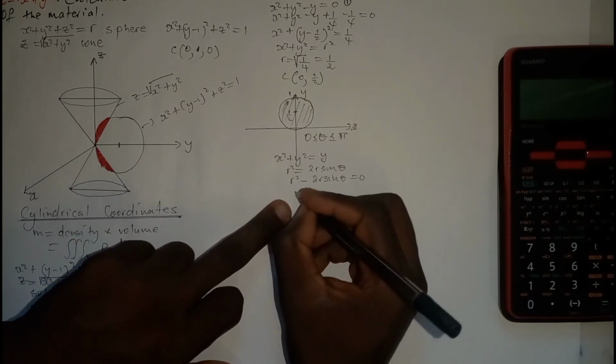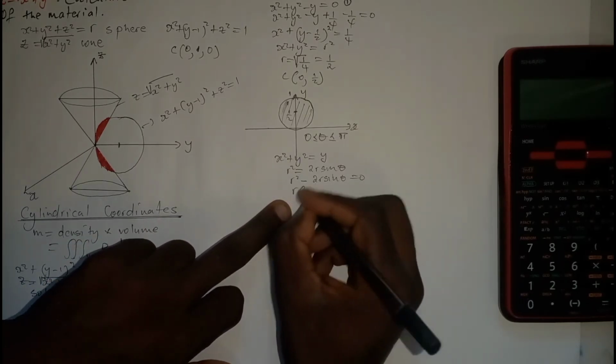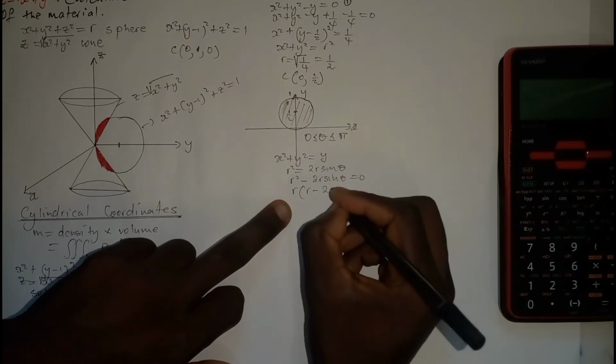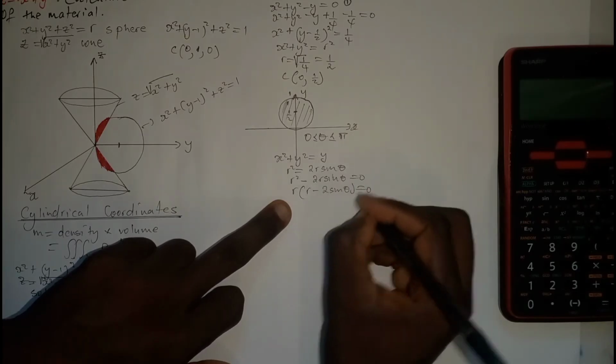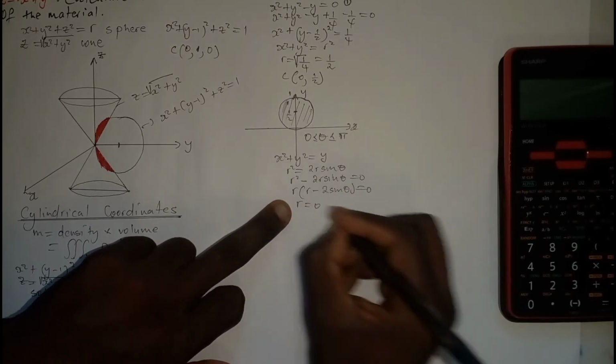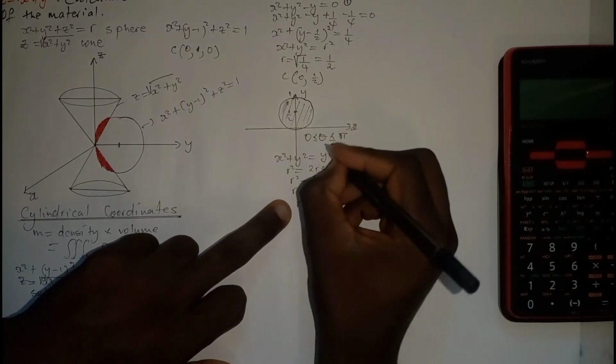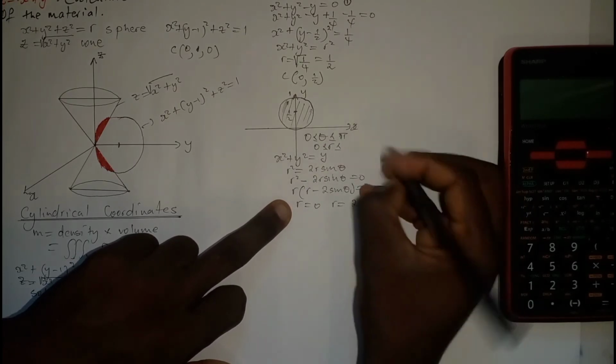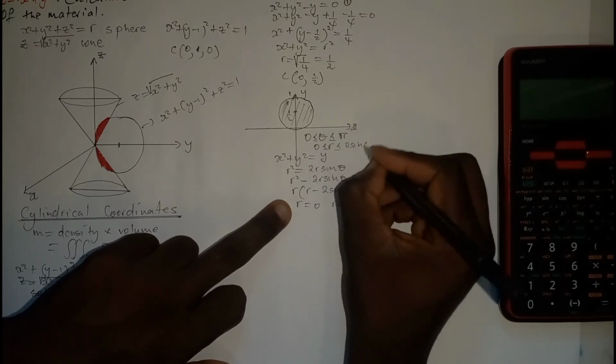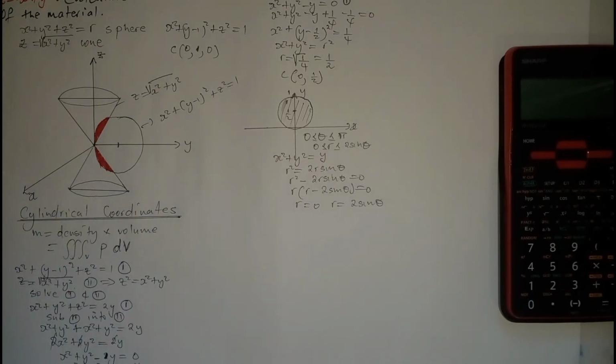Solve this using the quadratic. It's a quadratic equation. R times r minus sine theta gives us 0. R equals 0 and r equals sine theta. The limits for r range from 0 up to sine theta. Okay, so with this, we now have our limits.